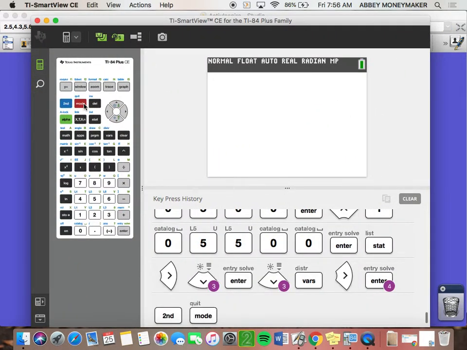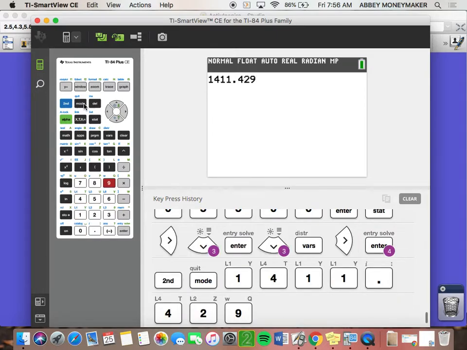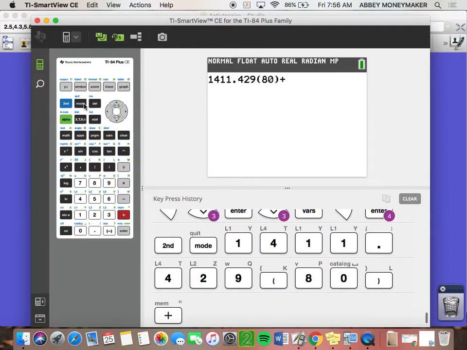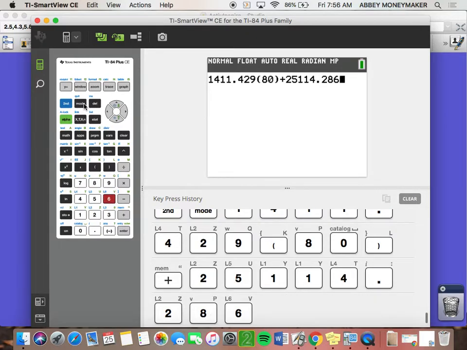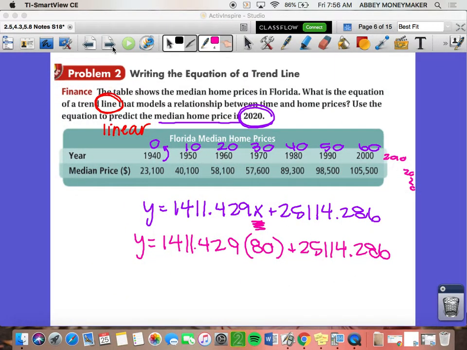So we're going to go to second quit, go back to the home page, and we type in 1411.429 times 80 plus 25114.286. So we can expect the median home price to be $138,028.61. We're dealing with money, so we can round up. Perfect.